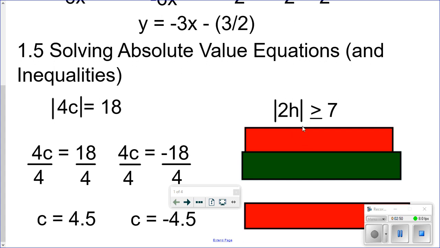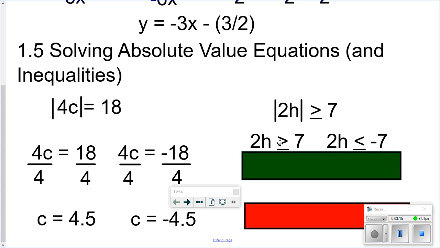Here we have the absolute value of 2h is greater than or equal to 7. Remember, when we have greater than or equal to, it means or, because the distance is bigger than 7 units away. So it'd be or, typically shaded away. And again, because of absolute value, it can be 7 units away from 0 to the right or away from 0 to the left.